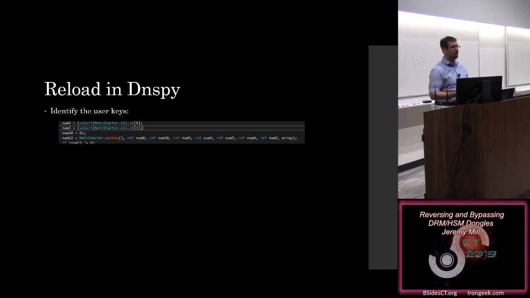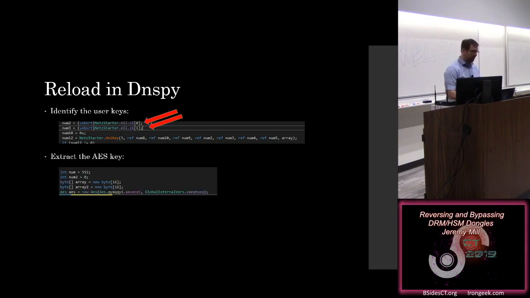We can start tracking. We also know that we're looking for interesting calls to unikey32.dll. That's where all of the interesting calls to the actual DRM are happening. And so one of the first things that we can find is the first half of our password, right? These are our user keys. This is going to be really important later for bypassing the rest of the system, is the fact that these user keys must be in any application that's going to be using the dongle functionality. We can also extract the AES key.